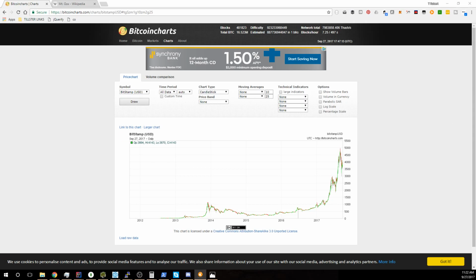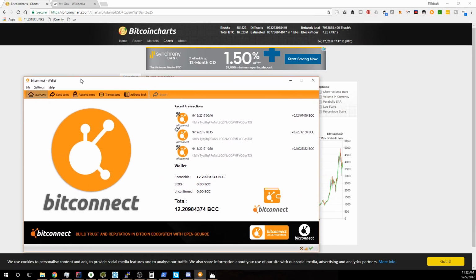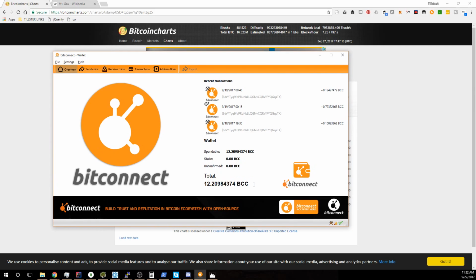Staking is a process by which you have coins. I'm just going to pull over a wallet right here. I've got some BitConnect token in a wallet right here. Right now, if I move my mouse over here, it says that I'm staking. Well, what does staking mean?